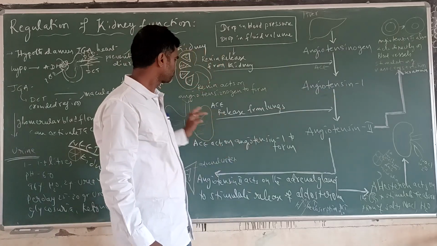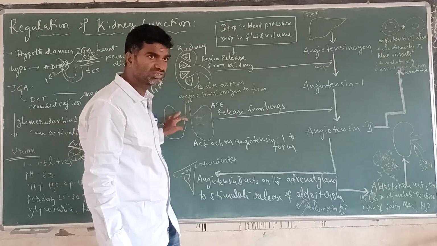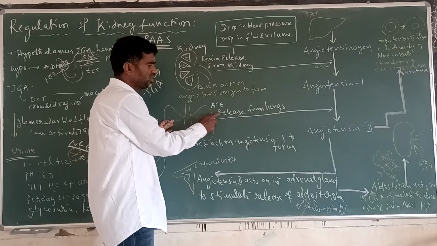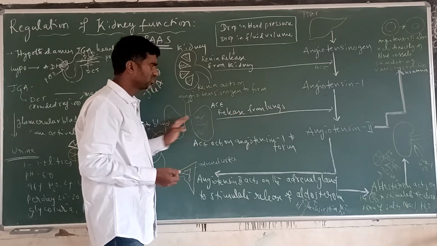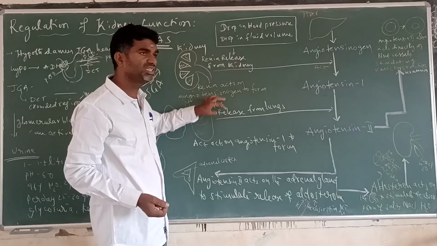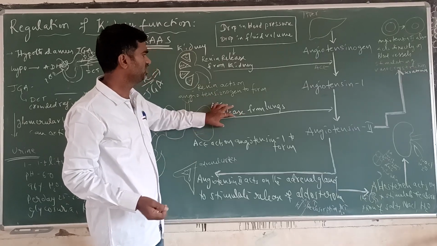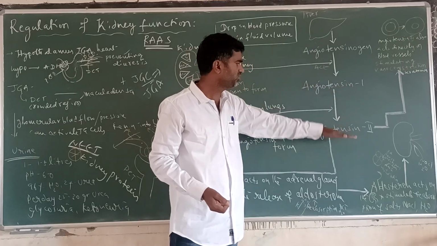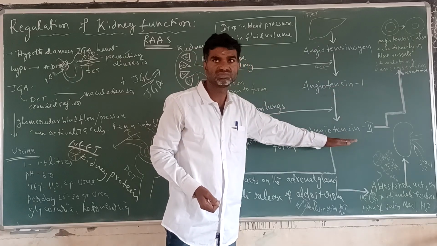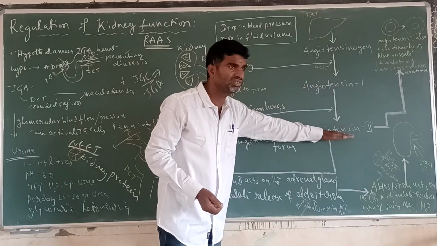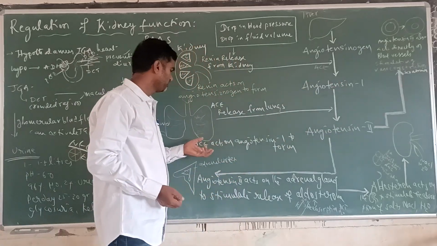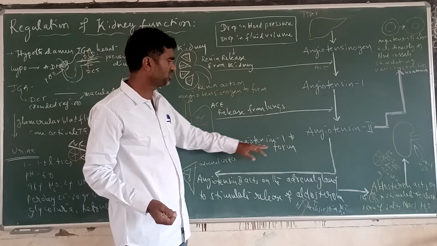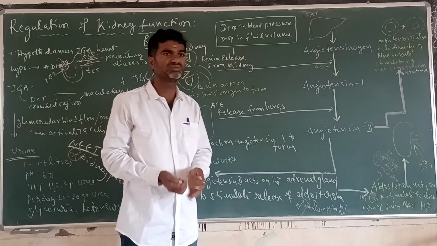Now these are the lungs. Angiotensin converting enzyme is released from the lungs. ACE, angiotensin converting enzyme. When it is released from the lungs, what happens here? Angiotensin 1 is converted into angiotensin 2. So then what happens here? ACE acts on angiotensin 1 to form angiotensin 2.